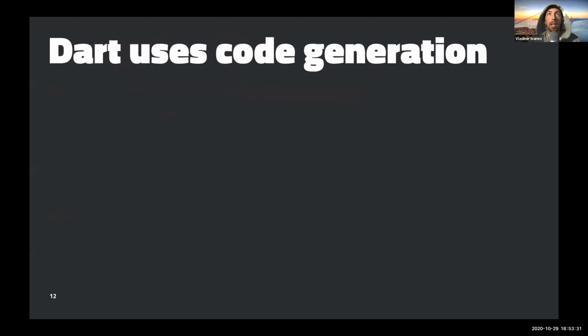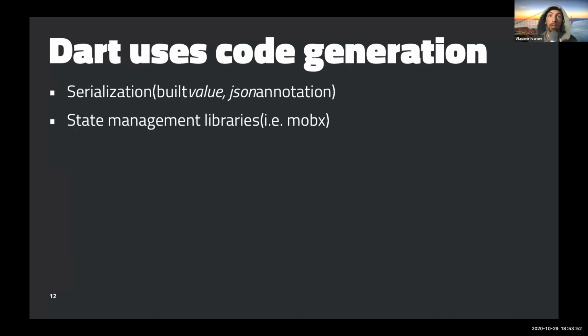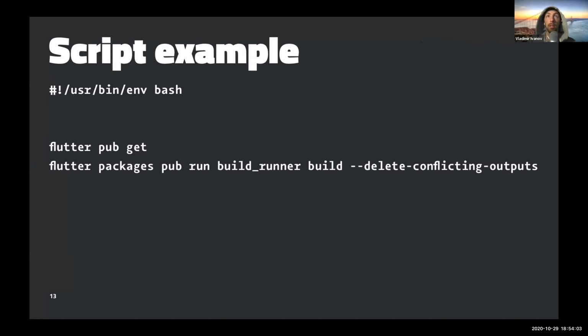Okay, another thing is that Dart uses a lot of code generation because it doesn't have a reflection mechanism. So this code generation is for serialization, say for built_value or for JSON annotation or other libraries. And it's also used for state management libraries like MobX or others. So what we do, we actually generate this code every time on the build because we don't commit that generated code to the code repository for reasons. So we run the build runner on each of the builds, and we're deleting conflicting outputs if the old version of the thing is not correct.